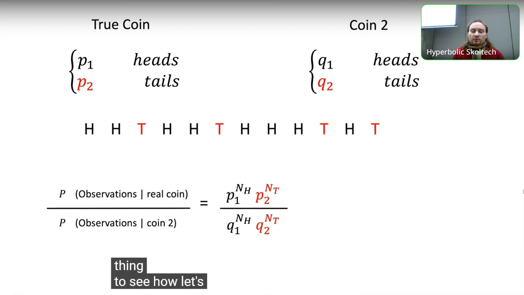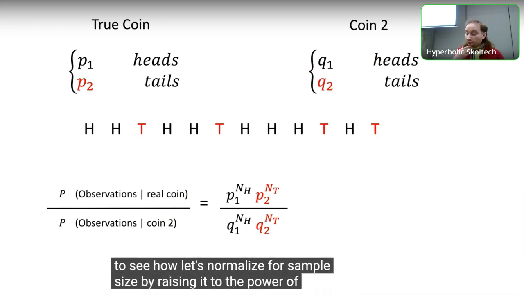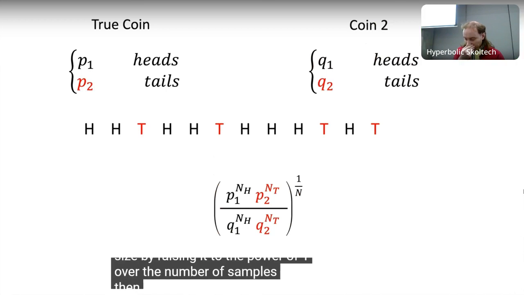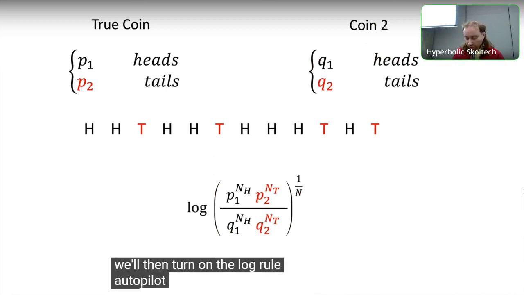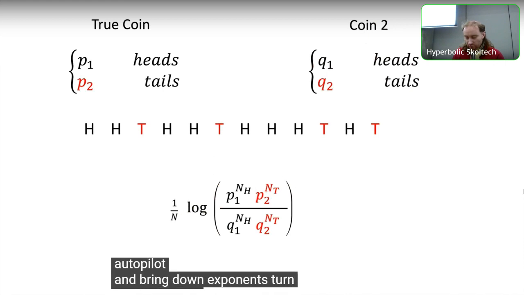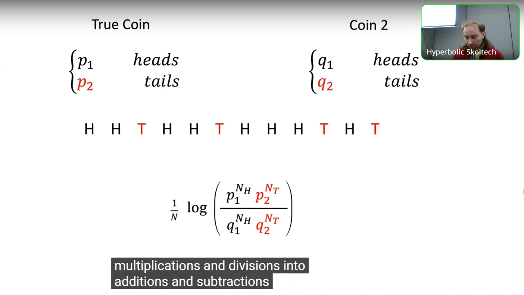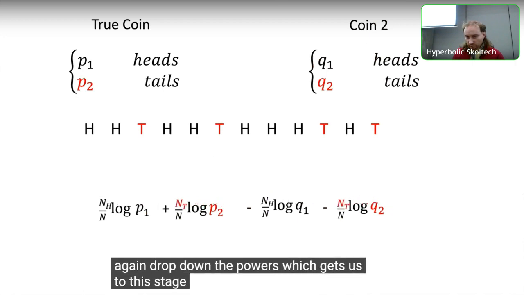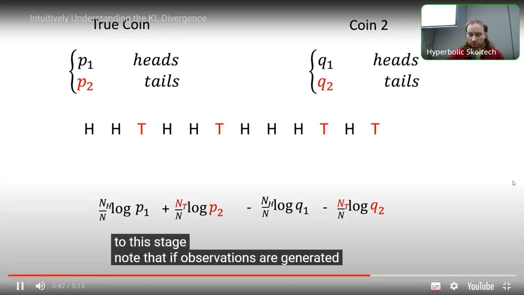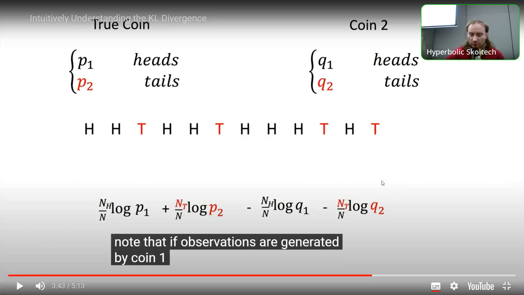To see how, let's normalize by the sample size by raising to the power of one over the number of samples. Then take the log of this expression. We'll then apply the log rules to break down exponents, turn multiplications and divisions into additions and subtractions, and drop down the powers, which gets us to this stage. Note that the observations are shared by both.